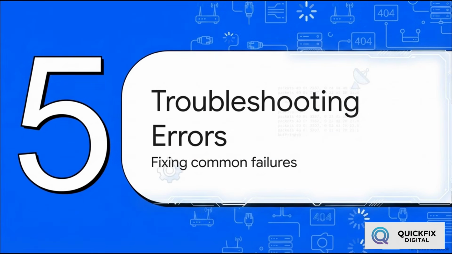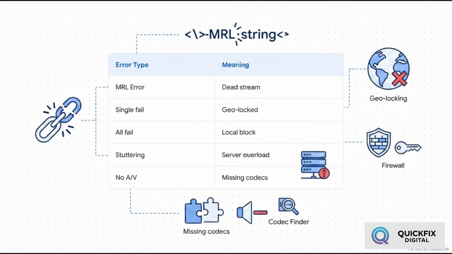Finally, let's wrap up with Section 5, Troubleshooting Common Errors. Because the reality is, links will eventually break, and you need to know exactly how to diagnose the failure. If you get VLC's notorious MRL error, that usually means the stream is just dead, or maybe you have a stray space in your link.